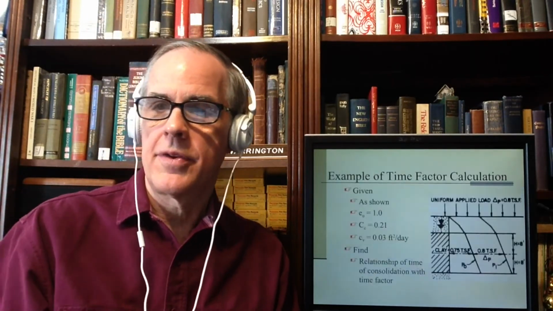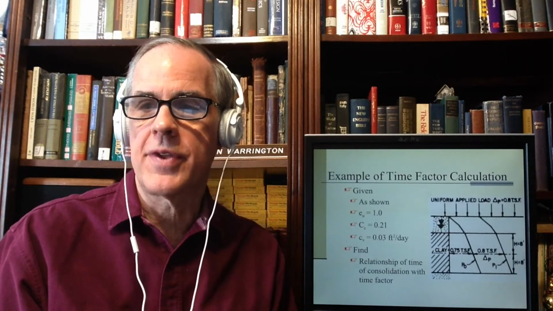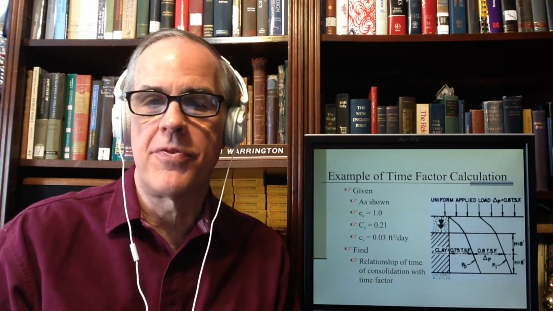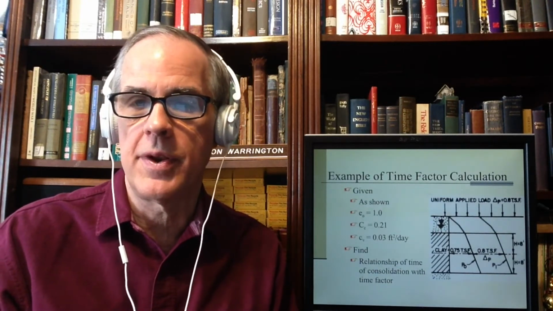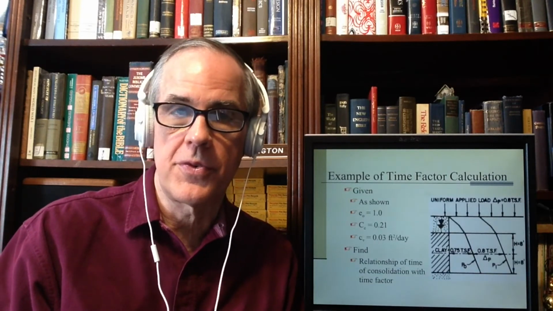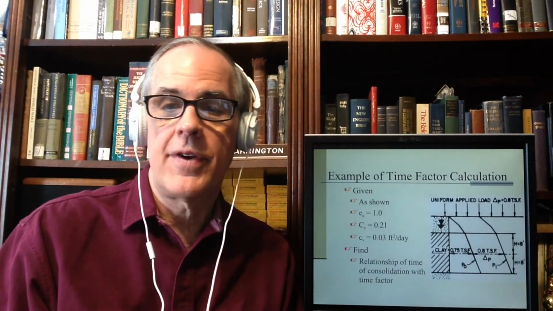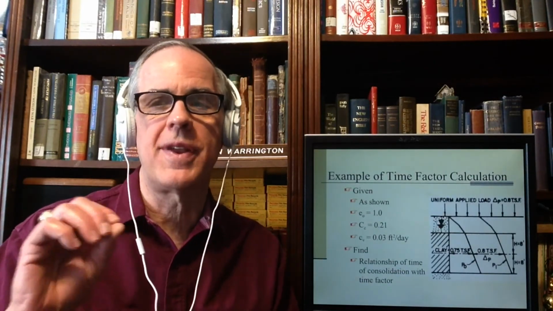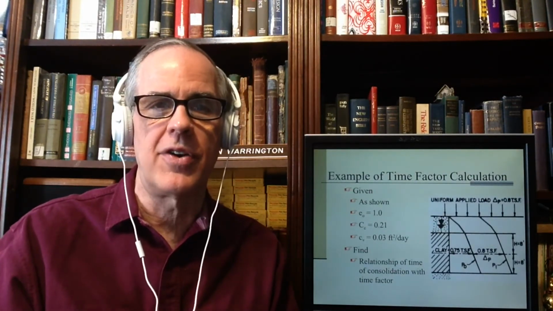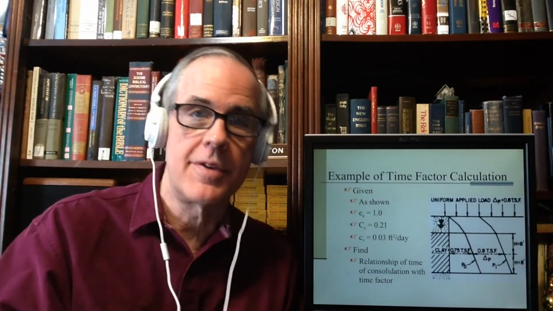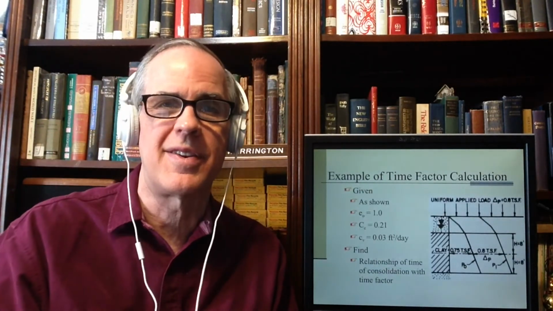So, example of time factor calculation. We've kind of gone through this. As shown, same problem we had before. E sub null is 1.0, C sub C is 0.021, C sub V is 0.03 square feet per day. Find the relationship of time of consolidation with time factor. Usually speaking, I won't make you go through the whole nine yards. What I'll usually do is say, I want to know at this time, or maybe this time and this time, two or three times at the most.